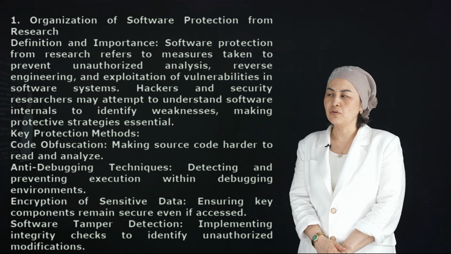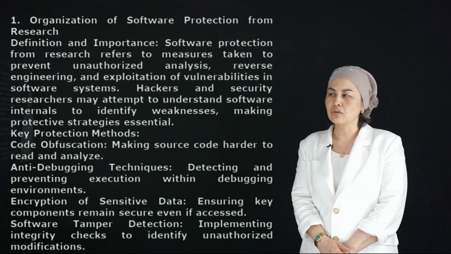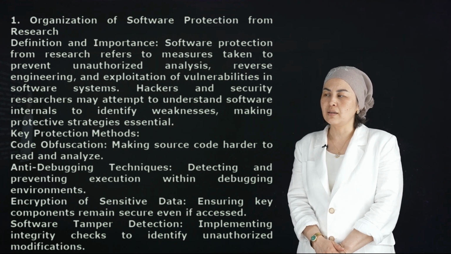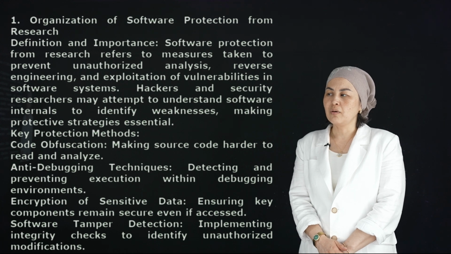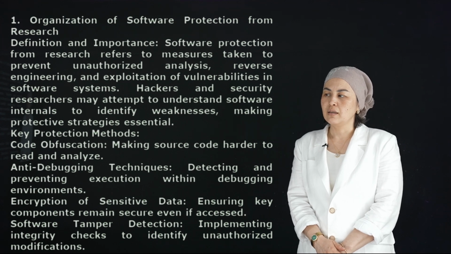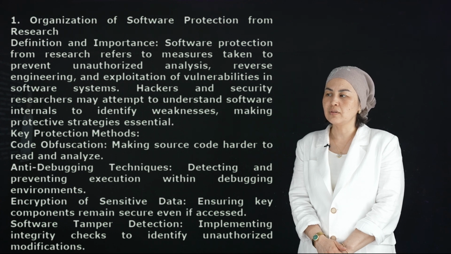The first method, code obfuscation, is about making source code harder to read and analyze. The second method, anti-debugging techniques, is about detecting and preventing execution within debugging environments. The next method, encryption of sensitive data, ensures key components remain secure even if accessed. Next, software tamper detection is about implementing integrity checks to identify unauthorized modification.